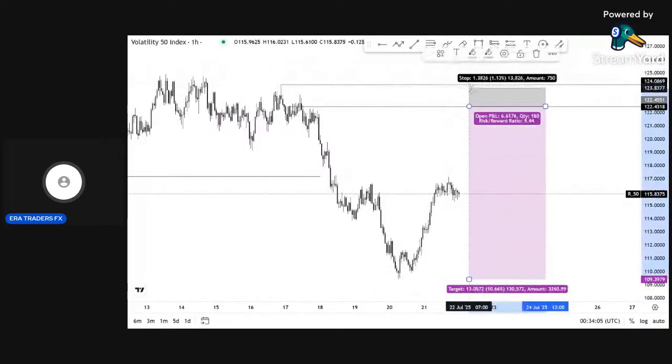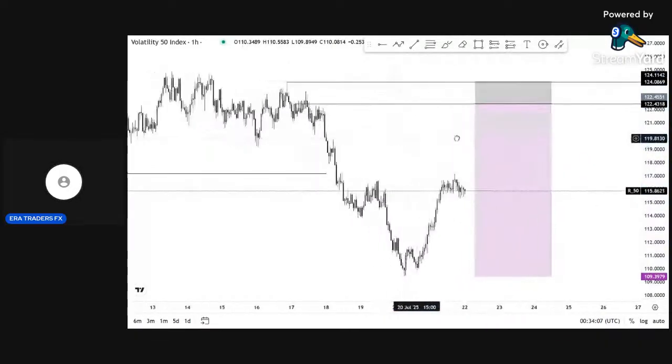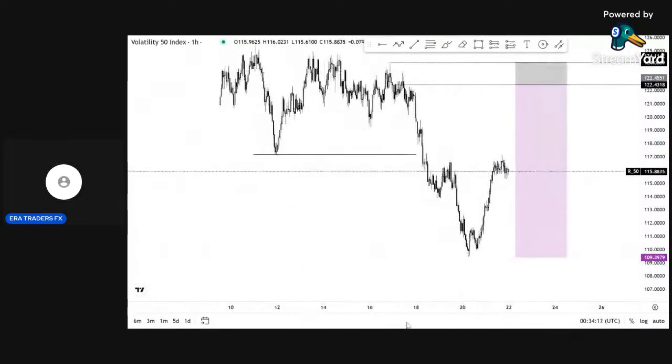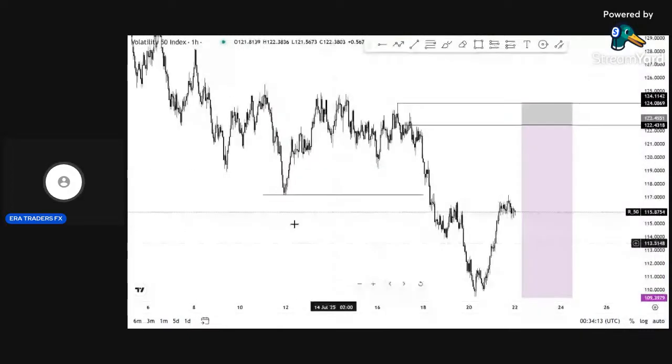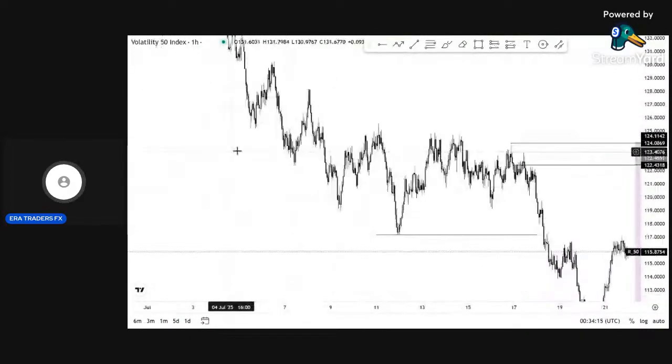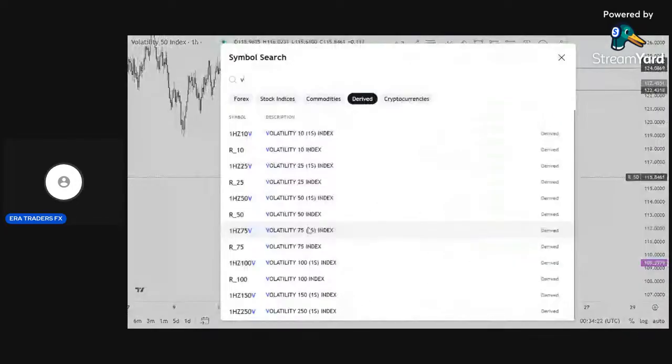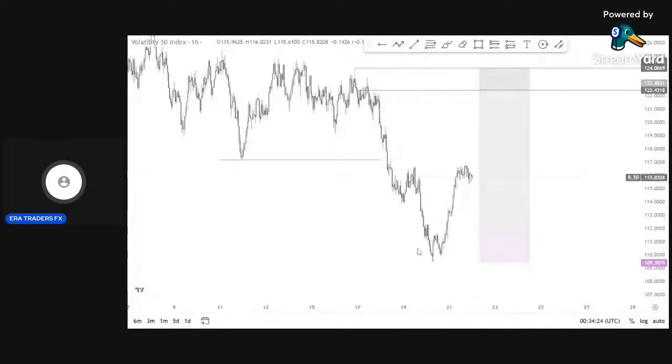So this what I'm having for V50 is a good one. So we just wait for it to play out. Price has been bearish, bearish, bearish, so let's follow the trend. All right, let's see V75. V75 is quite messy.